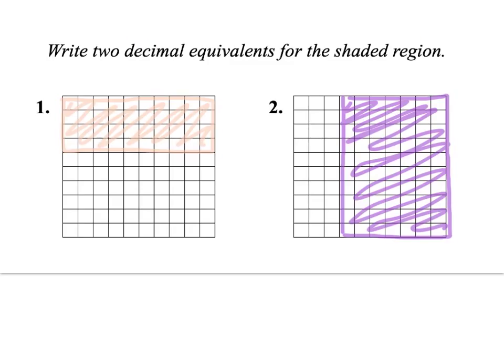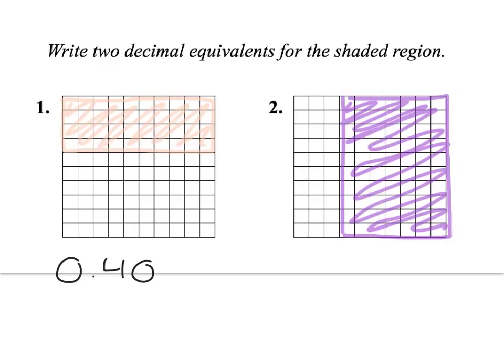The directions for these two problems read, write two decimal equivalents for the shaded region. In problem 1, you'll notice that this is divided into hundredths. Of the hundredths, we have 10, 20, 30, 40 of the blocks shaded. So the initial decimal that you probably thought of was 40 hundredths, which would be written as 0.40. Now we need to come up with a second decimal equivalent.